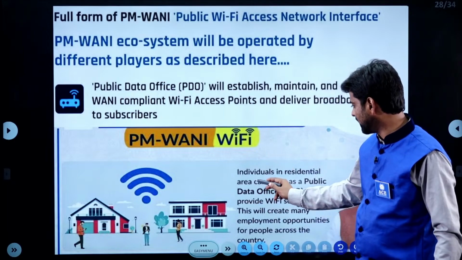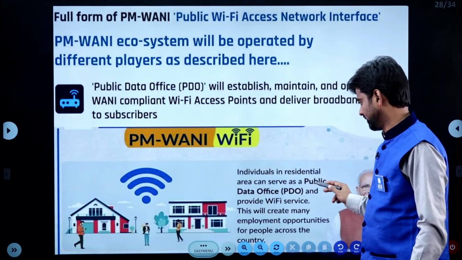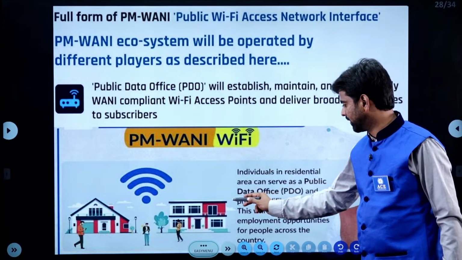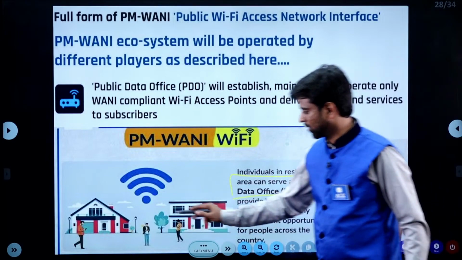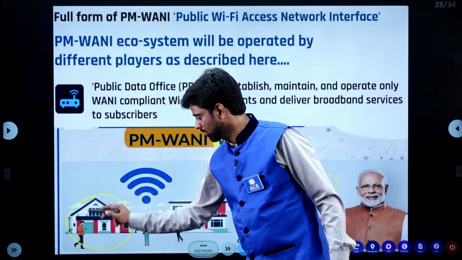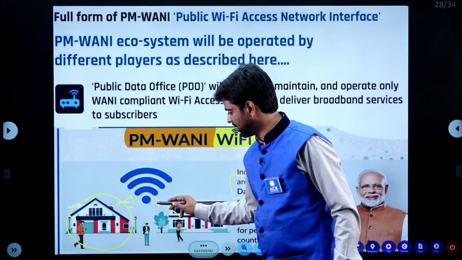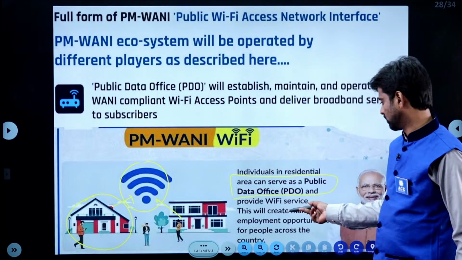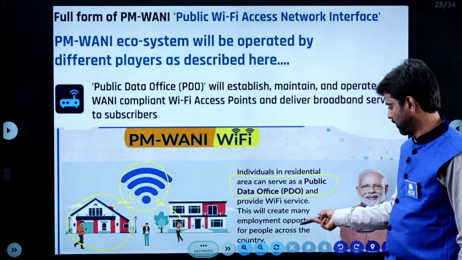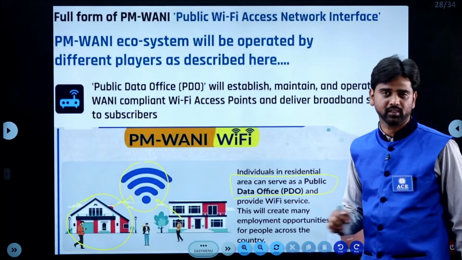You see here, individuals who are residing in an area can serve as a public data office. So your home can become a public data office so that everybody can access your Wi-Fi simply. That is known as providing Wi-Fi services. This will create many employment opportunities for people across the country.